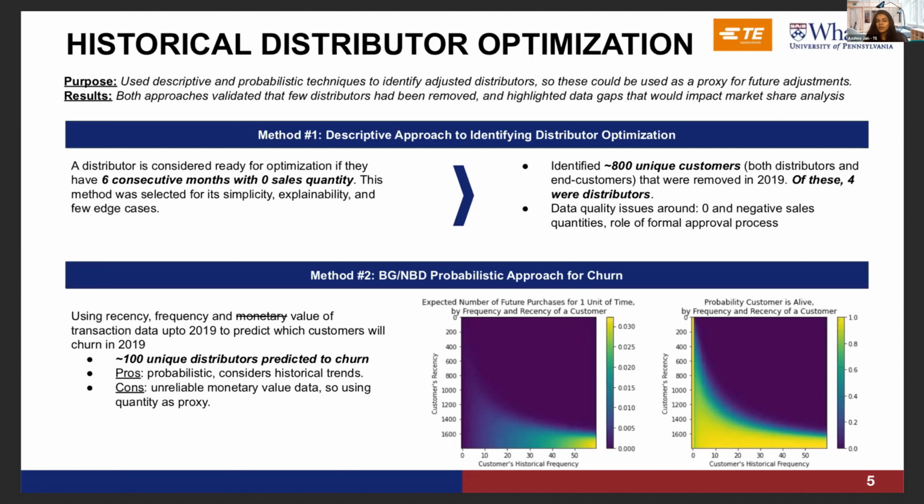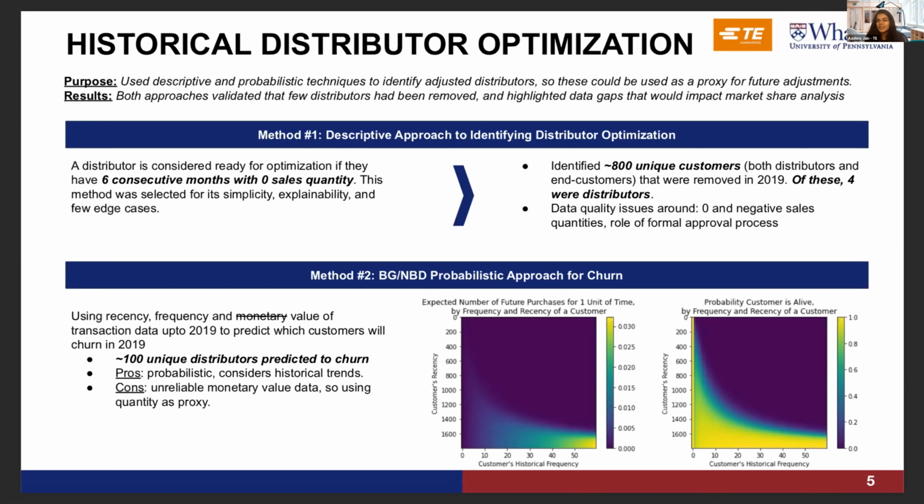One was that the monetary data had negative values, which is not compatible with this model. So we were forced to rely on sales quantity, which is not a good proxy because different parts have very different sales quantities. It's not a standardized product. And the second problem was that in a network of roughly 800 distributors, it's just not realistic to say that 100 of them just churned in one given year. So this is kind of overestimating, whereas a descriptive method was either underestimating or being accurate.